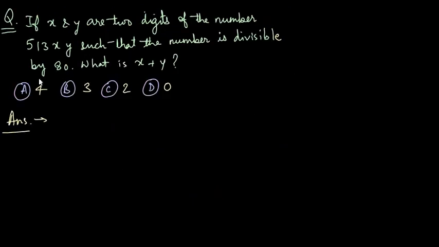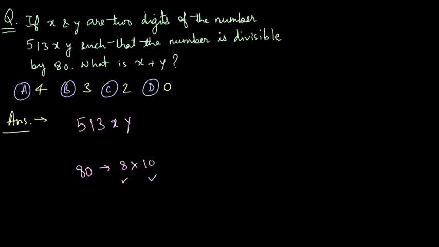Okay, let's solve another question. If x and y are two digits of the number 513xy such that the number is divisible by 80, what is x plus y? So what could be the answer? So let's write this number 513xy. So 80 could be written as 8 into 10. So this number should be divisible by 8 as well as divisible by 10.